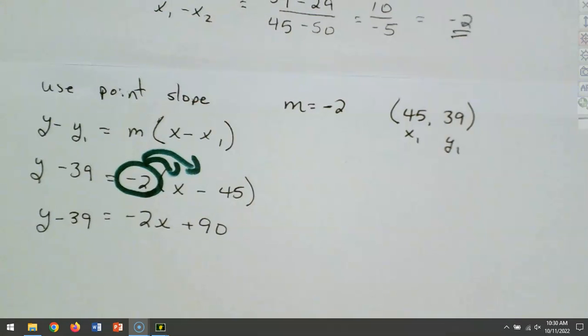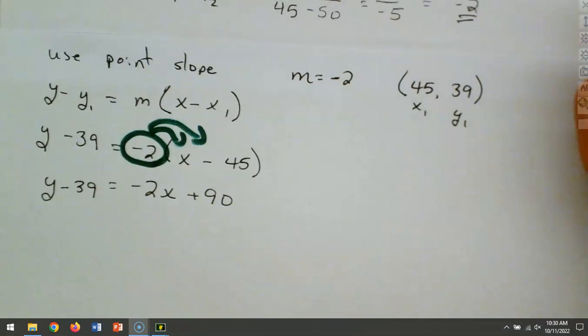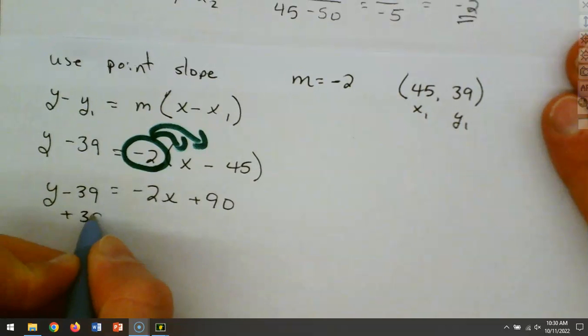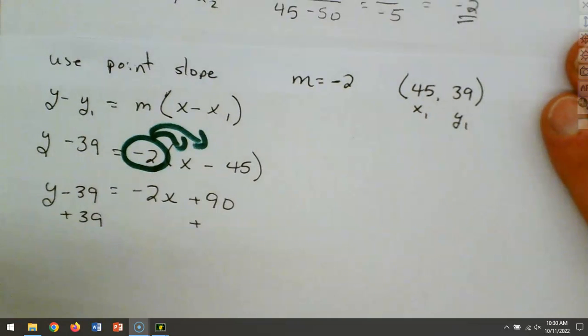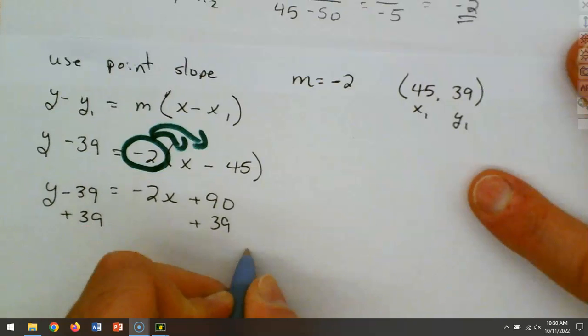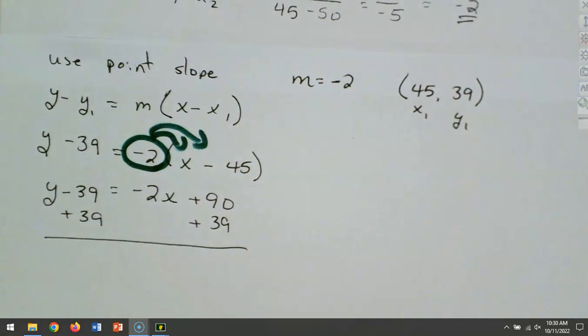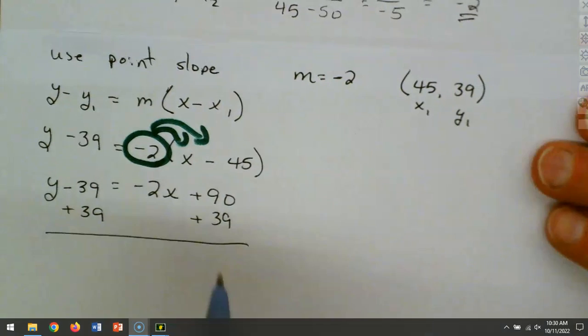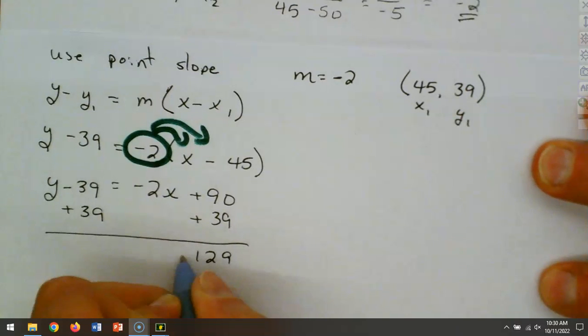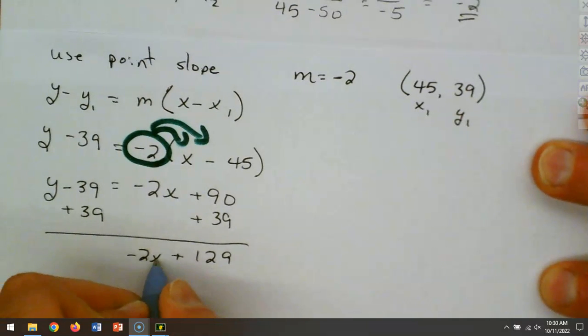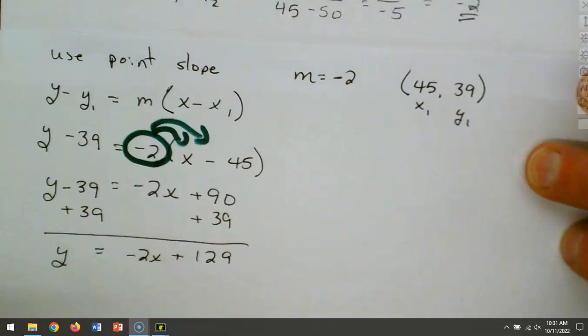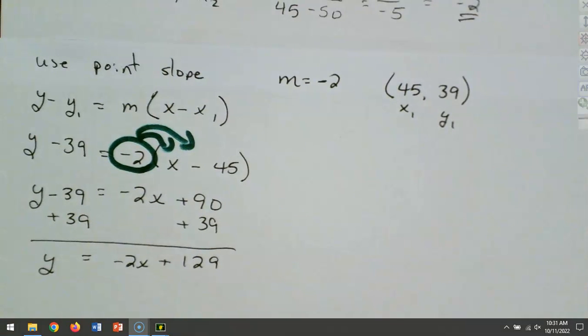We need to get this in slope-intercept form. So I'm going to go ahead and add 39 to each side here. Okay. And then when I do that, it gives me 90 plus that 39. That's 129. And that gives you y equals now minus 2x plus 129.